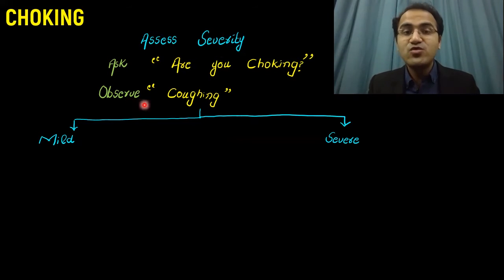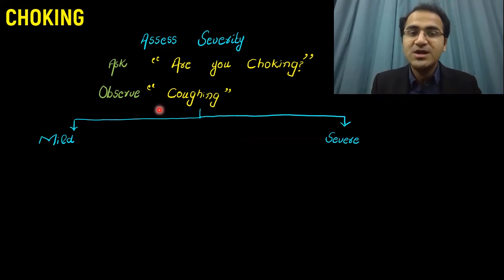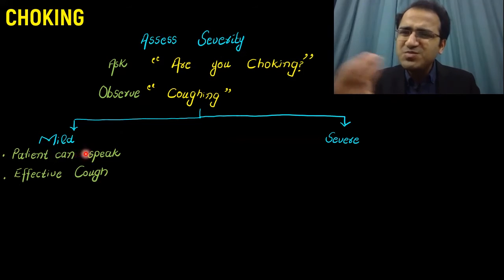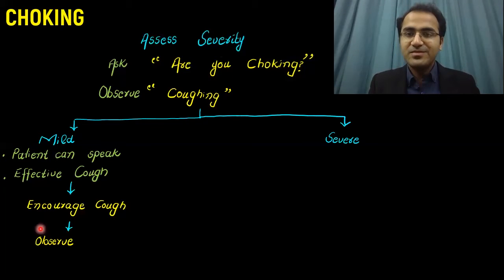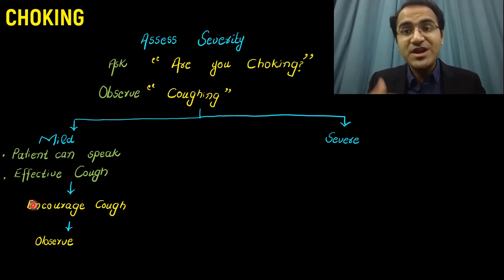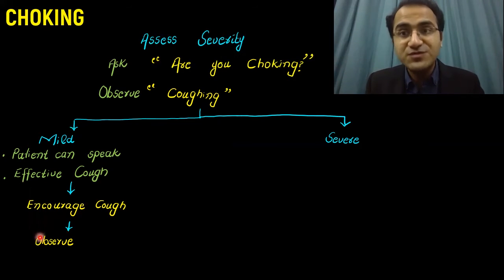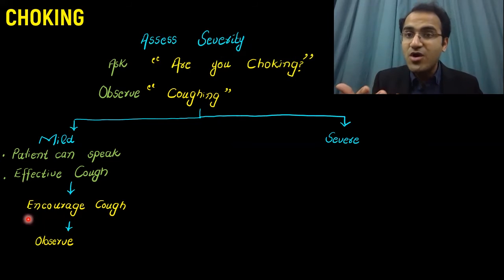Other than that, you have to observe the coughing pattern, whether the patient is coughing properly or not, whether the coughing reflex is strong or not. In a mild case, the patient would be able to answer your question, speak a word or two, and would have an effective cough reflex to cough the foreign body out of the trachea. If the patient has mild choking and an effective cough reflex, then you encourage the patient to cough more and cough the foreign body out. Then you observe whether the patient is successful in coughing it out or not.